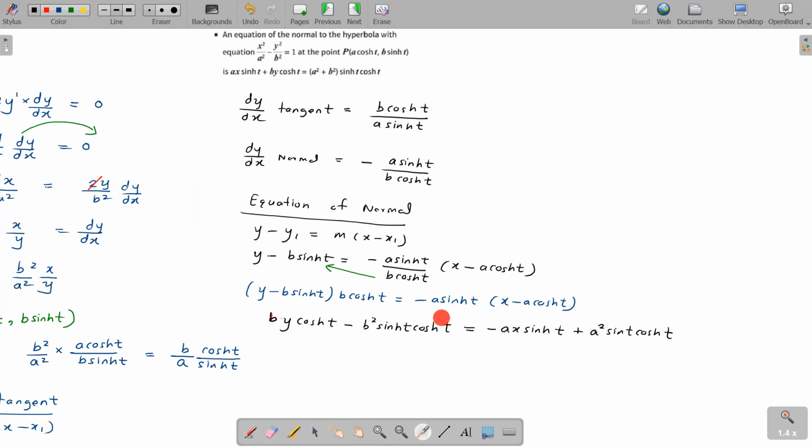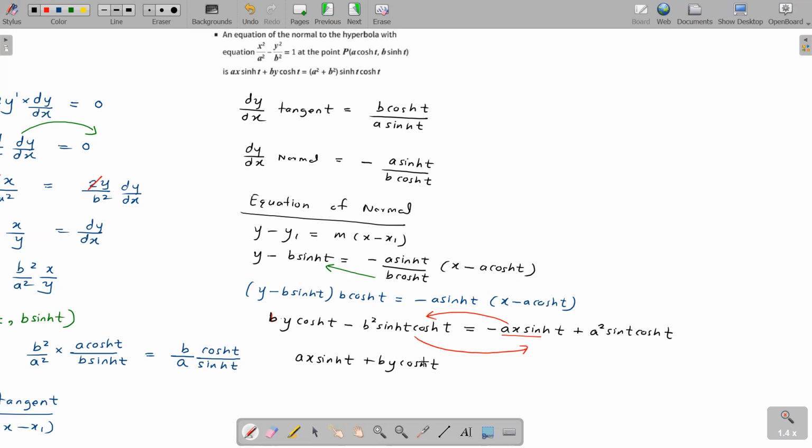Yes, I can skip this step. Yes, I could have written this immediately. Then in the show that, the ax sine t and by cos t are on the same side, right? So basically it means the minus ax sine t should be brought here and this should be brought there. Do you agree with me? So when I bring it here, I end up getting plus ax sine t plus by cos t.